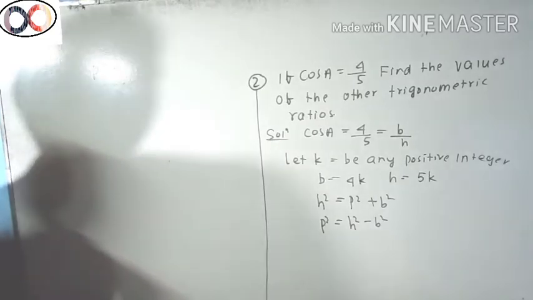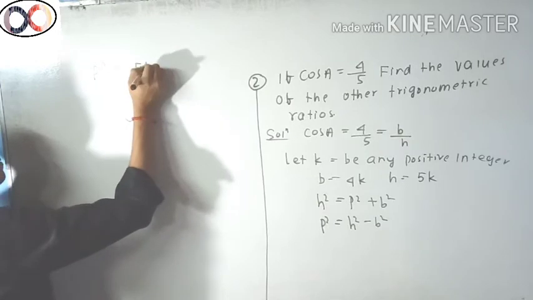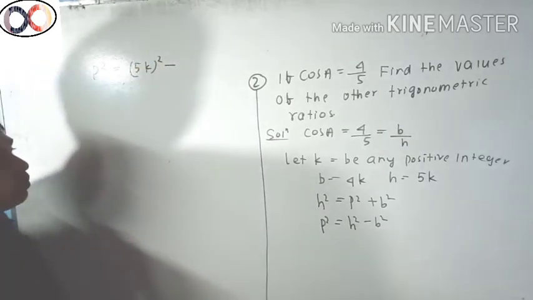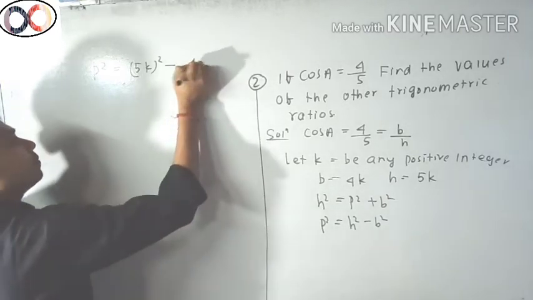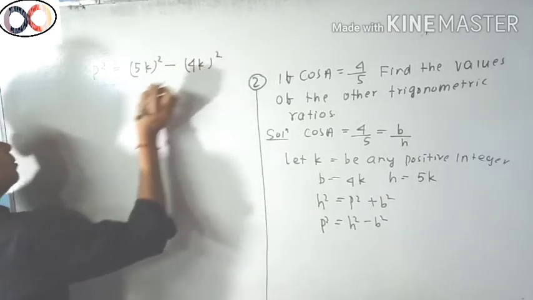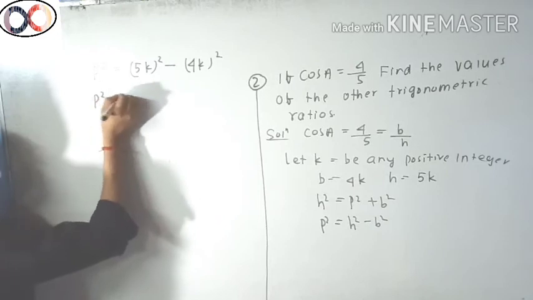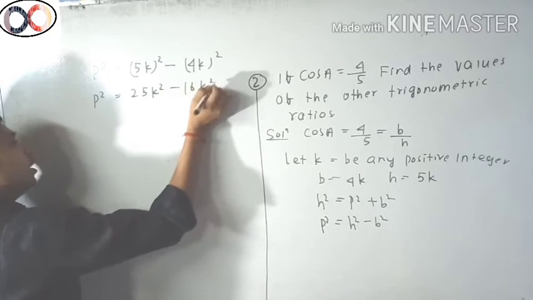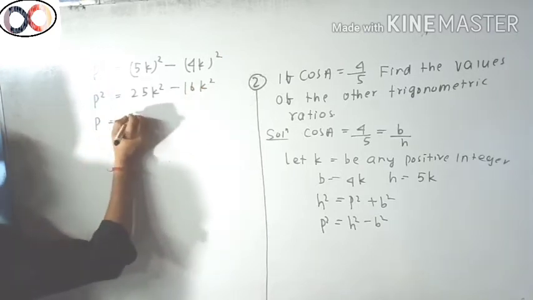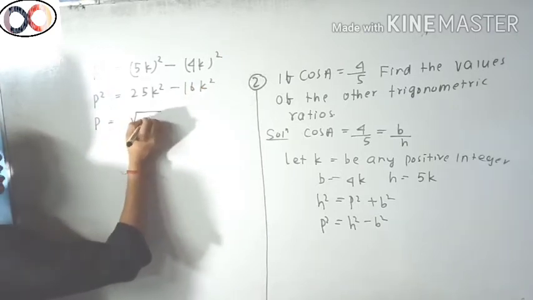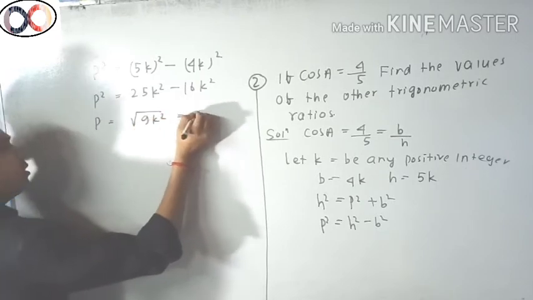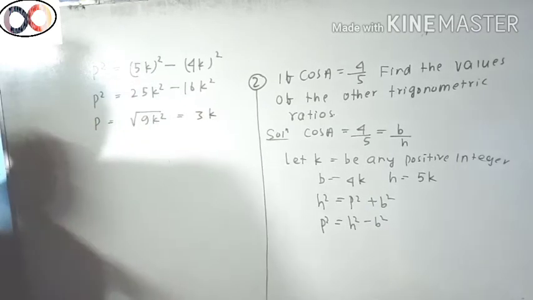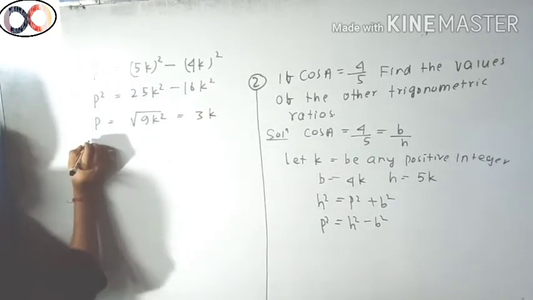The h is 5k square and the value of b is 4k. So after multiplying, you will get the value of p. Here is 25k square and here is 16k square. So p square equals 25k square minus 16k square, which is 9k square. So p equals 3k. Okay, 9k square means 3k. After that you can put here sin A.